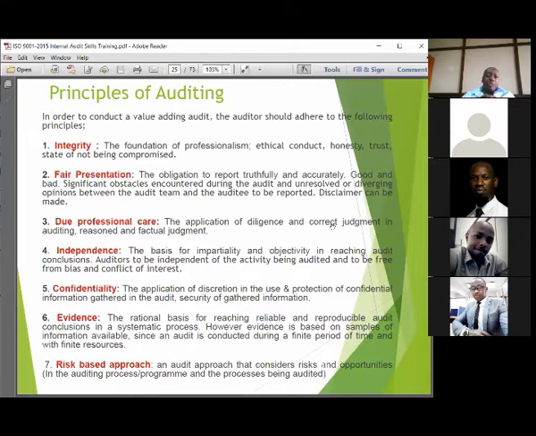So the 7 principles of auditing: integrity, fair presentation, due professional care, independence, confidentiality, evidence, and risk-based approach.